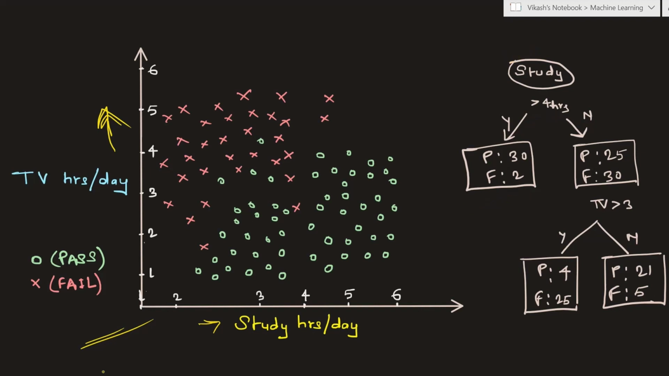But still, you might have a few valid questions in your mind: how do we decide which feature to split first? Whether we should go for number of hours studied per day or number of hours of TV per day. So this is the first question: how do we decide which feature to split first?